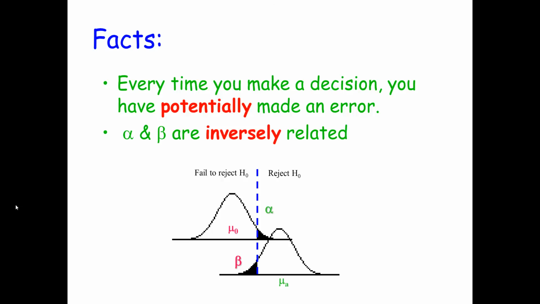If you decrease the probability, or your significance level, or the probability of making a type 1 error, the probability of making a type 2 error increases. So you need to remember the probability of a type 1 error and a type 2 error are inversely related.